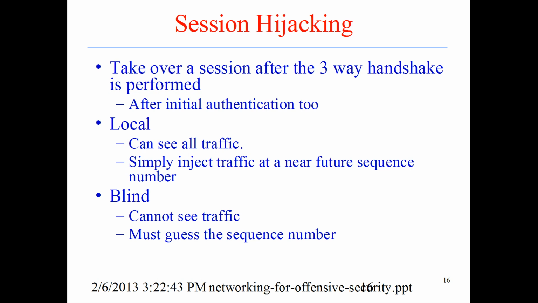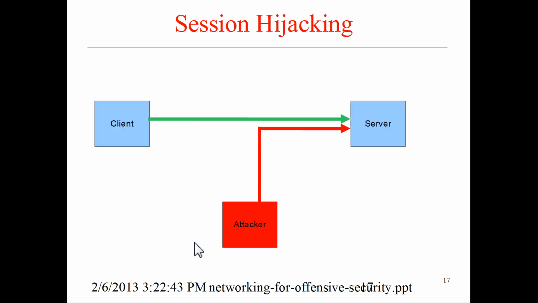Now, for a blind approach, if you cannot see the traffic, you're going to have to guess the sequence number, and that's usually going to require a lot of brute forcing, which may raise IDS flags as well. Effectively, what you're trying to do is, after a TCP handshake has occurred and maybe any higher level authentication at the upper layer has occurred, hijack the session by guessing the sequence number, then injecting your own traffic and trying to hand off the connection.